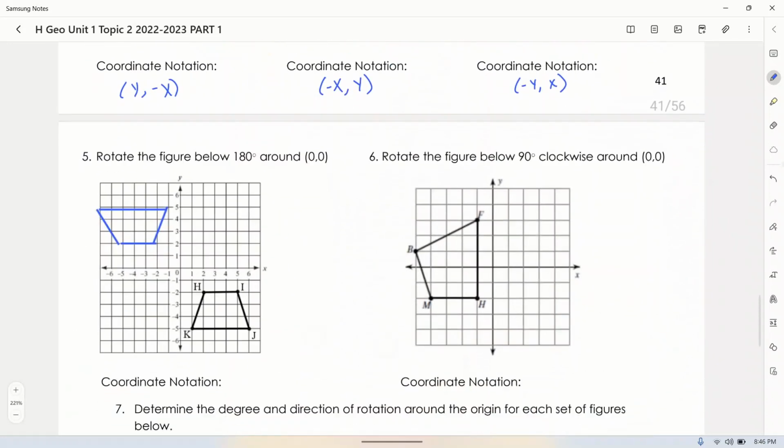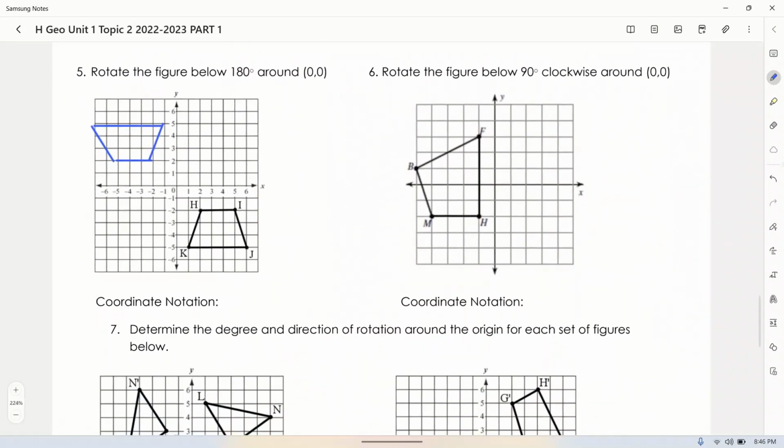So we've gone through the big bulk of this. We want to rotate the next one 180 degrees around the origin. Oh, you can see I've actually already done this as kind of a practice run through. But what this is, 180 degrees, is -x, comma, -y. So I'm going to plot all of our points. So H is at 2, -2. I is at 5, -2. J is at 6, -5. And K is at 1, -5.